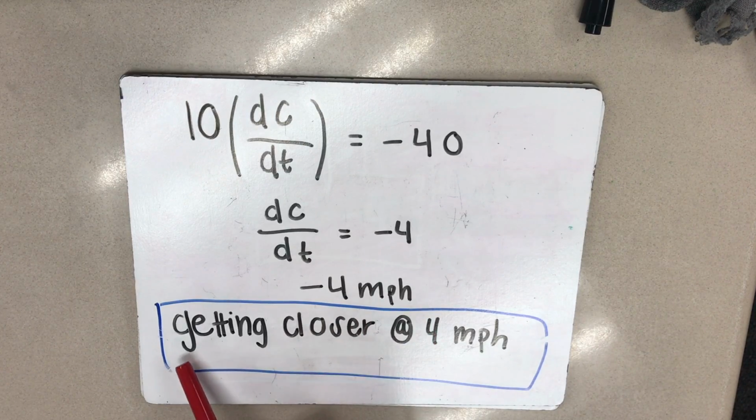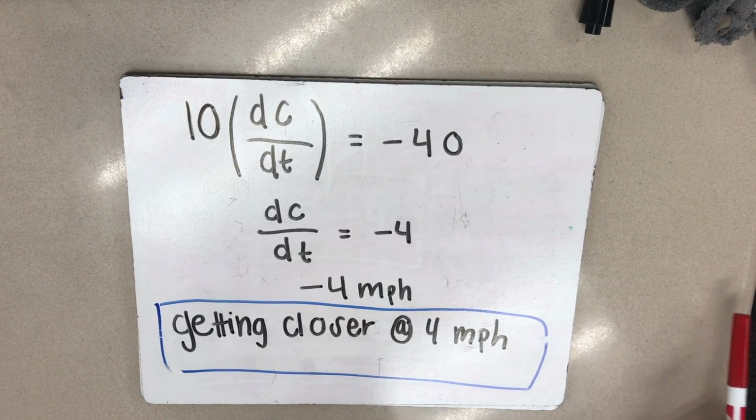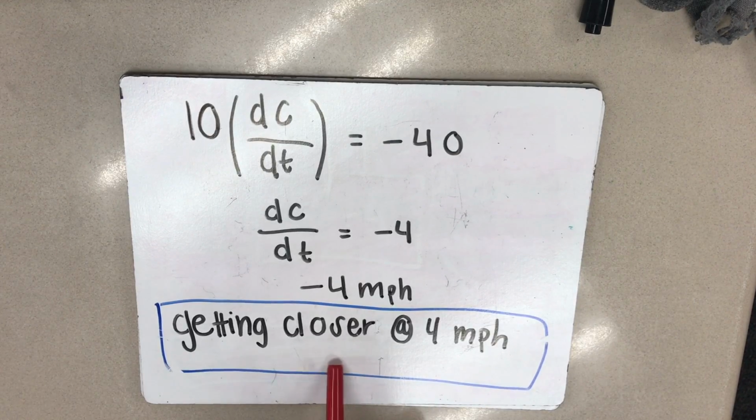And this answer means that the cops are getting closer to the robbers because the cops are closing in on the distance, and the distance between the two is becoming smaller. So they're getting closer, and that's why it's negative. And they're going at 4 miles per hour. So getting closer at 4 miles per hour is your final answer.